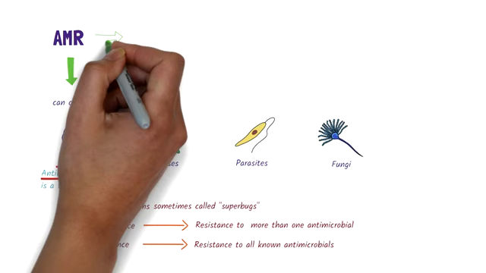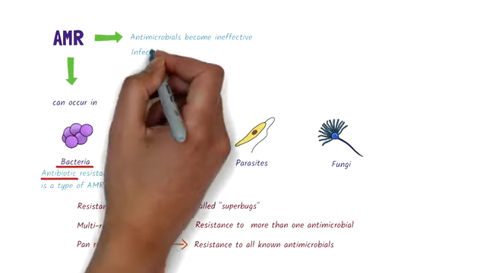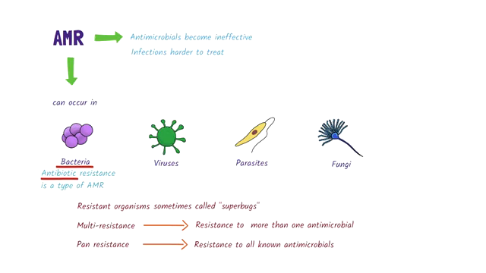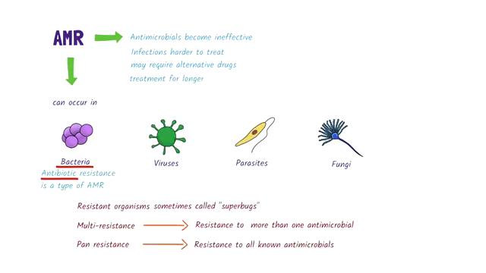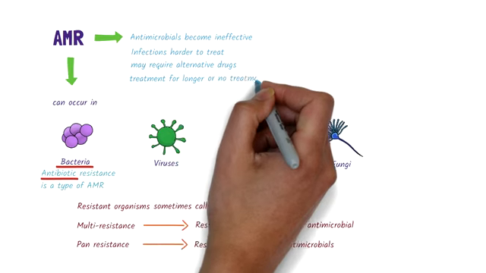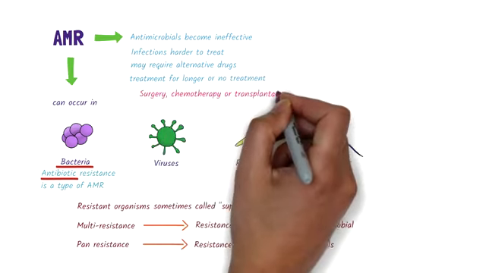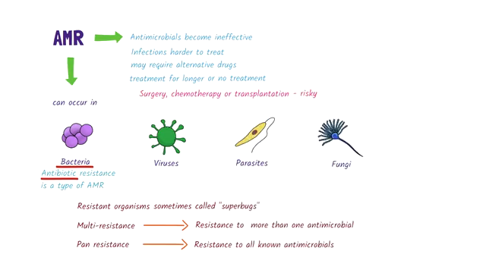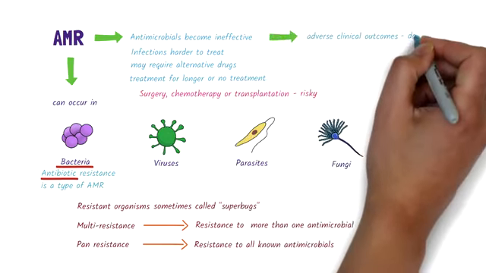The consequence of AMR is that antimicrobials become ineffective, and therefore, infections are harder to treat. Diseases that were once treatable may require treatment with alternative drugs, which may be more expensive, require treatment for longer periods of time, or not have any effective treatment at all. Procedures such as surgery, chemotherapy, or transplantation can be very risky without the protection offered by antimicrobials. AMR can lead to adverse clinical outcomes, including death.